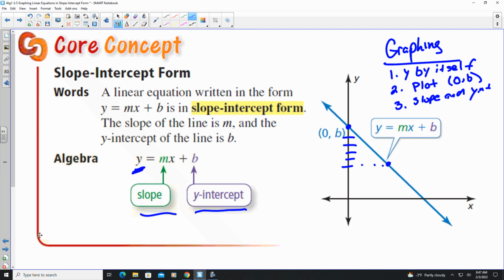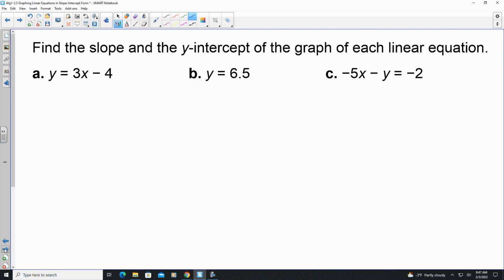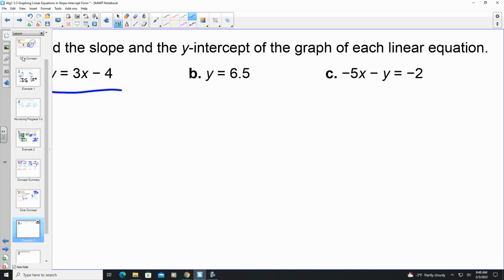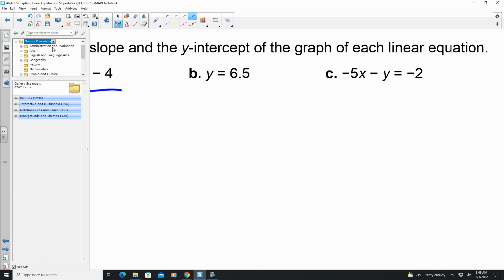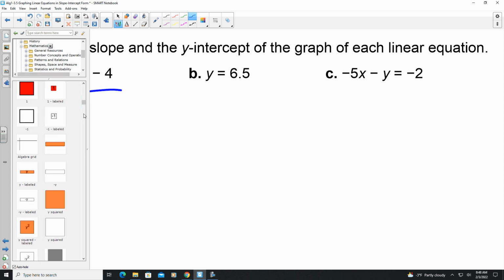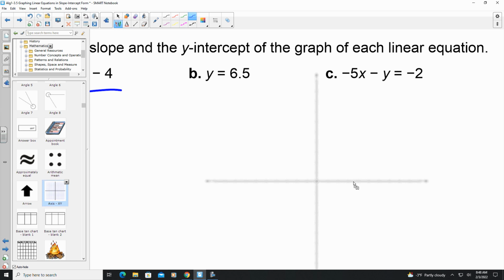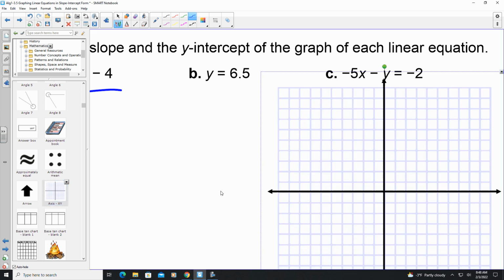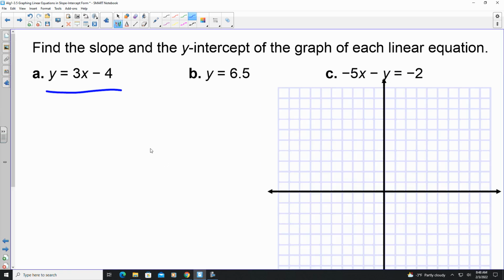Okay, so from here, it says find the slope and y-intercept of the graph of each linear function. So let's take a look at A and say, all right, if we have to graph this, I put my graph over here for A.